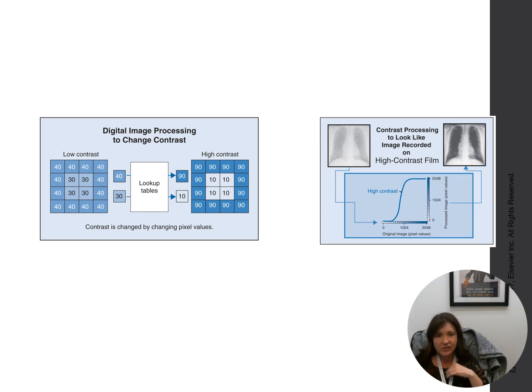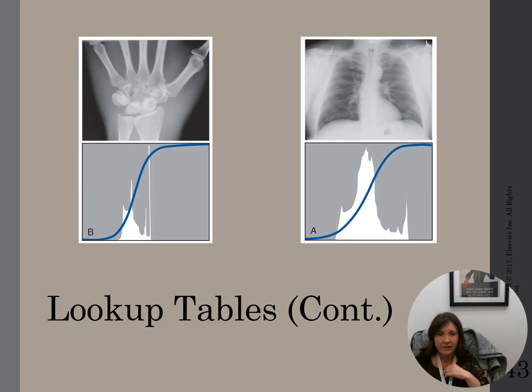Okay, so this is just a couple more visuals of how those lookup tables can affect an image.